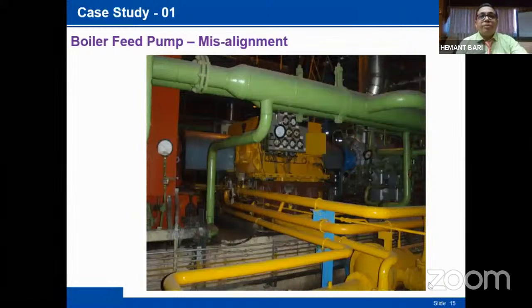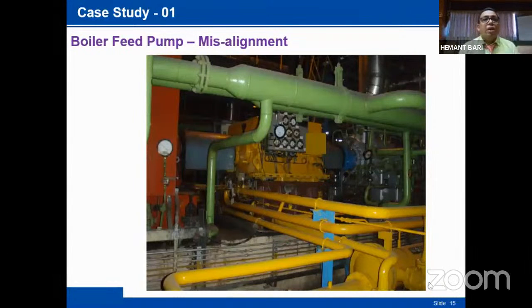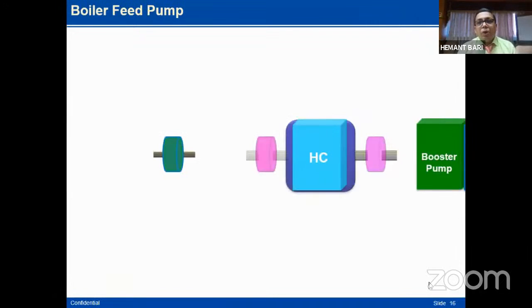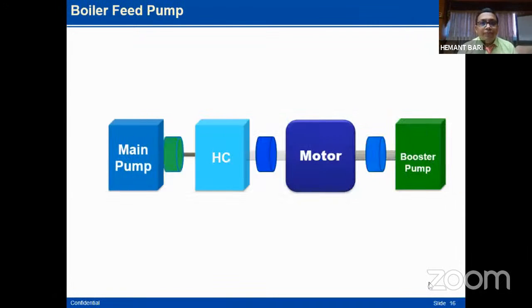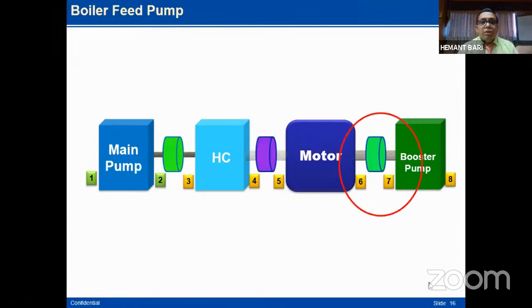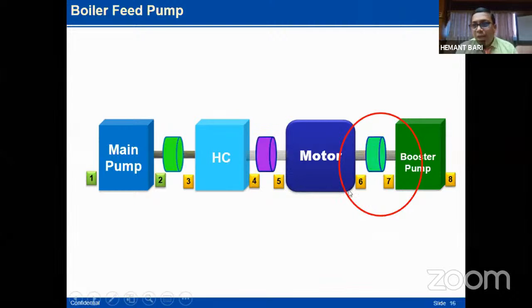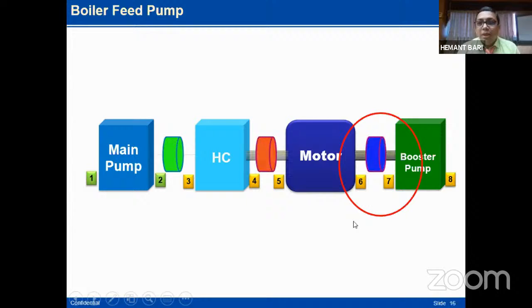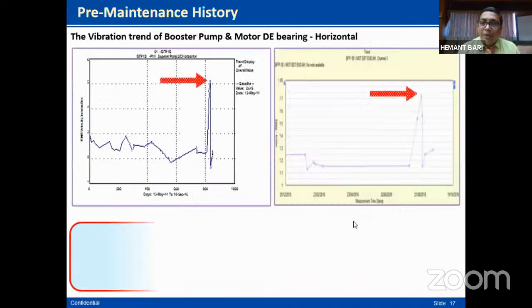Now, the first case study, boiler feed pump misalignment. Our boiler feed pump is arranged in this way. The main pump motor is coupled with a booster pump and a hydraulic coupling step up and main pump. There are a total of 8 bearings. Only bearing number 6 and number 7 have high vibration.